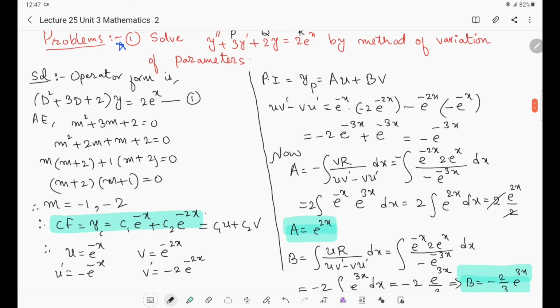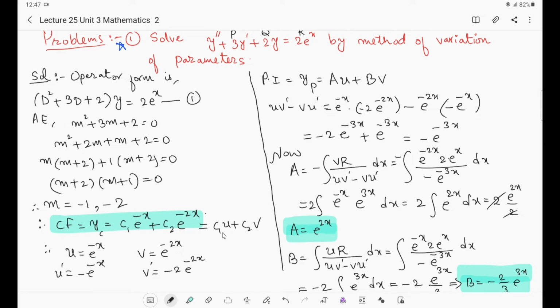So what we have done? This is the given equation. Already we know how to find the complementary function. The complementary function we got, because of the roots minus 1 and minus 2, is c1 into e power minus x plus c2 into e power minus 2x. This will be the complementary function.